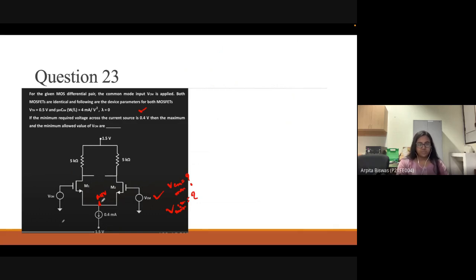First, see that 0.4 milliamps of current is flowing from here, and these two transistors are identical. So from here how much current will flow, and from here how much current will flow, because this current is coming here and both are flowing through this. So how much current will flow from this side?